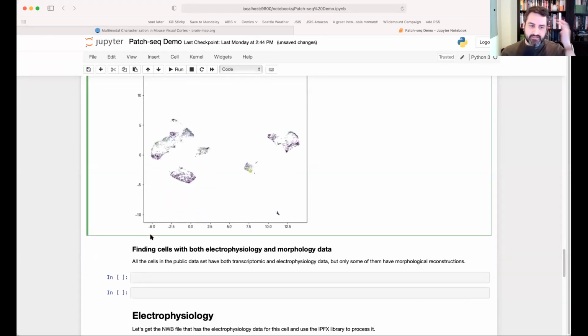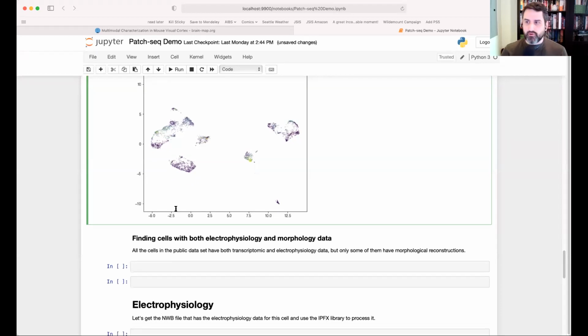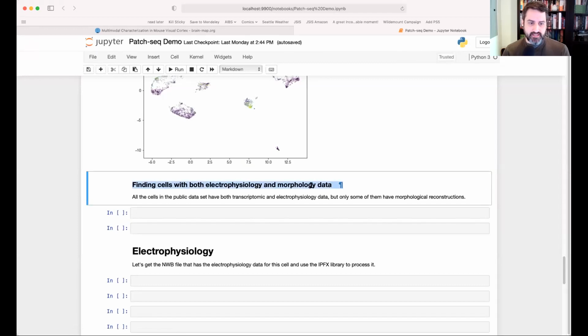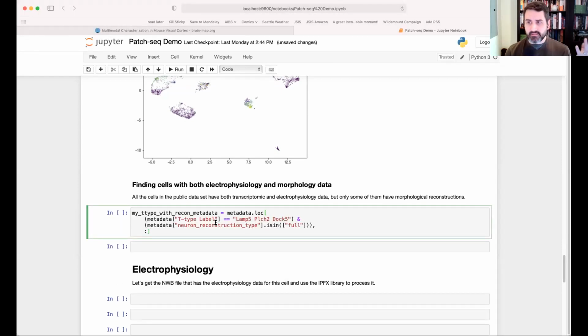Okay, so like I said, this is all transcriptomic information. Again, we could do that with a bigger data set from the dissociated cells, but we're interested in other modalities as well. So for this example, we want to find cells that have both electrophysiology and morphology data. So we can, again, use the metadata to find that. We know that all the cells have both transcriptomic and electrophysiology data. We want to also pick out the cells that have morphology.